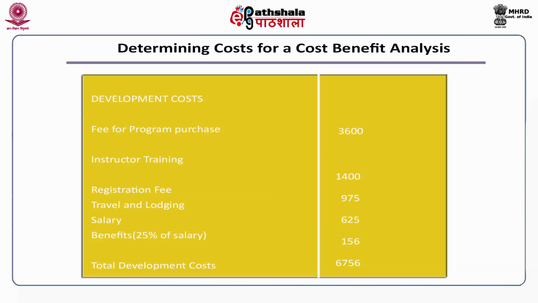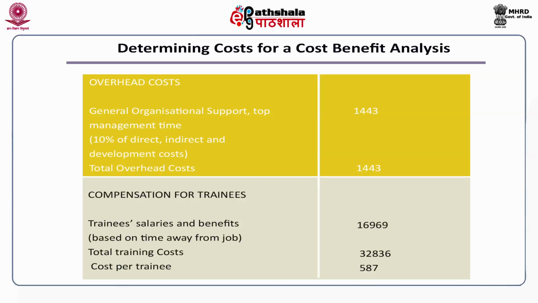Therefore, total development cost would come out to be around $6,756. Overhead costs would be general organizational support and top management time, which would be around 10% of direct, indirect and development cost, and the figure would be $1,443. Therefore, by adding these heads, total overhead cost would come out to be around $1,443.